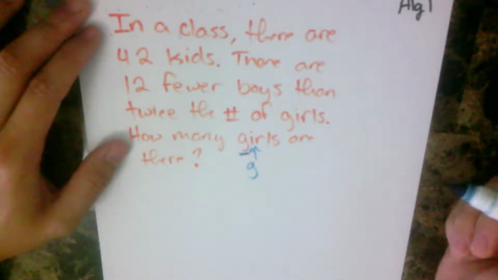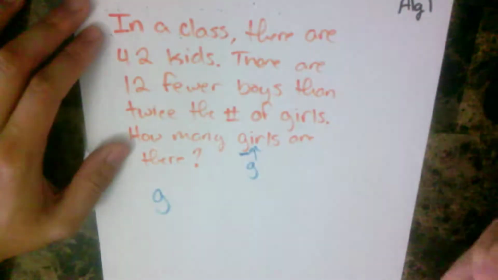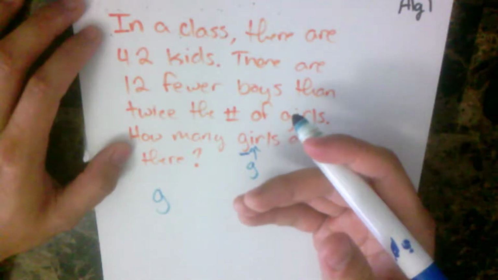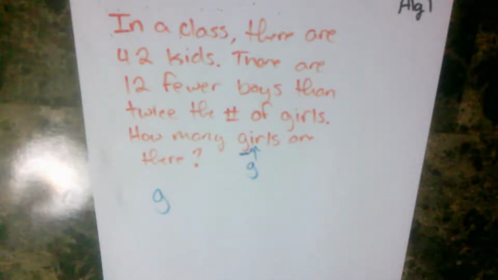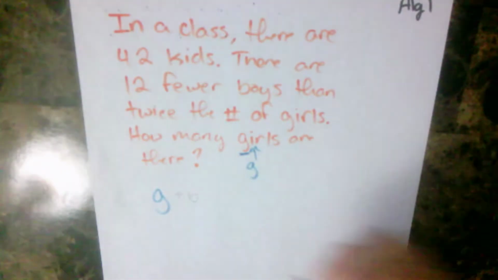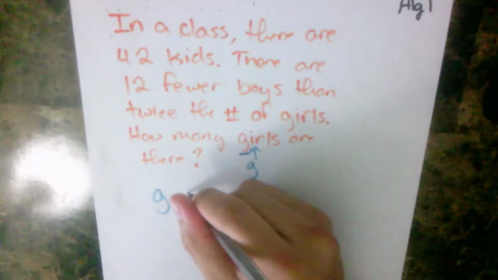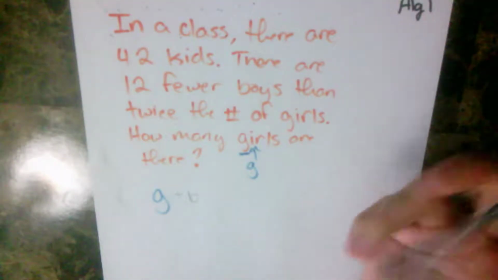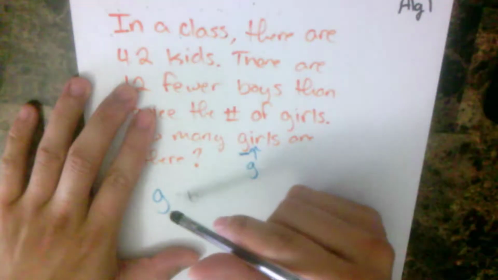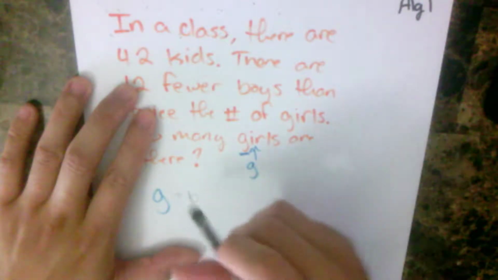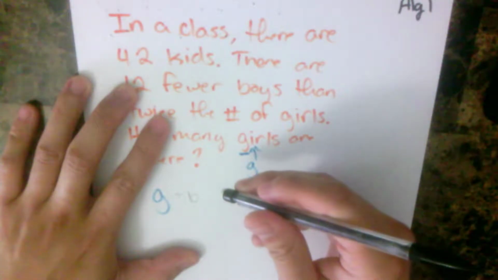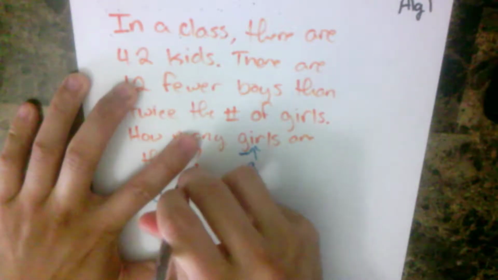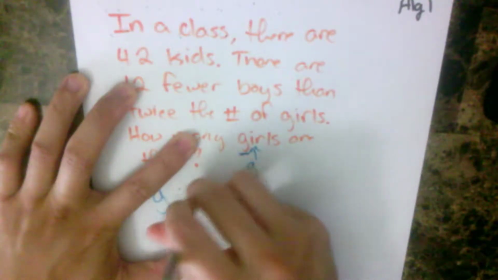So I don't know how many girls there are, but I know that there are girls in the class. I also know that there are boys in the class, but I can't just go plus B here, because if I go plus B, now I have 2 variables, and I can't simplify an equation with 2 variables. So I'm going to erase that.